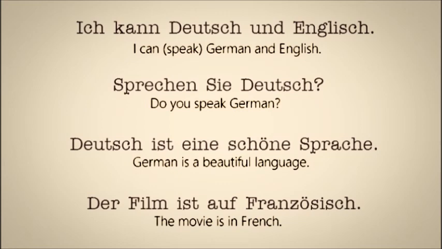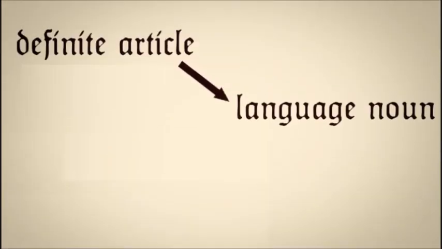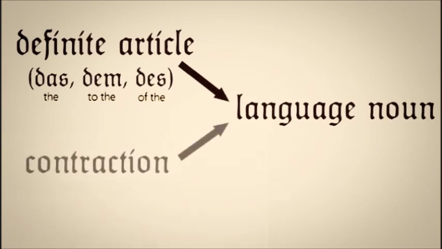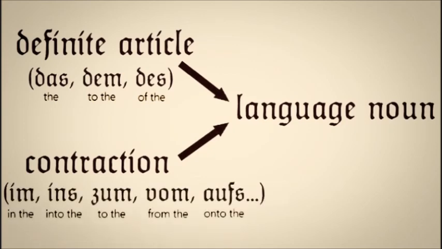But did you know that there is a second form for language nouns? It is the article version of the language, and it is used when the language comes with a definite article, which is das, dem, or des, or if it is used with a contraction. A contraction is a preposition that merged with the definite article. For example, im, ins, zum, vom, aufs. So in combination with a definite article or a contraction, you use this form instead.